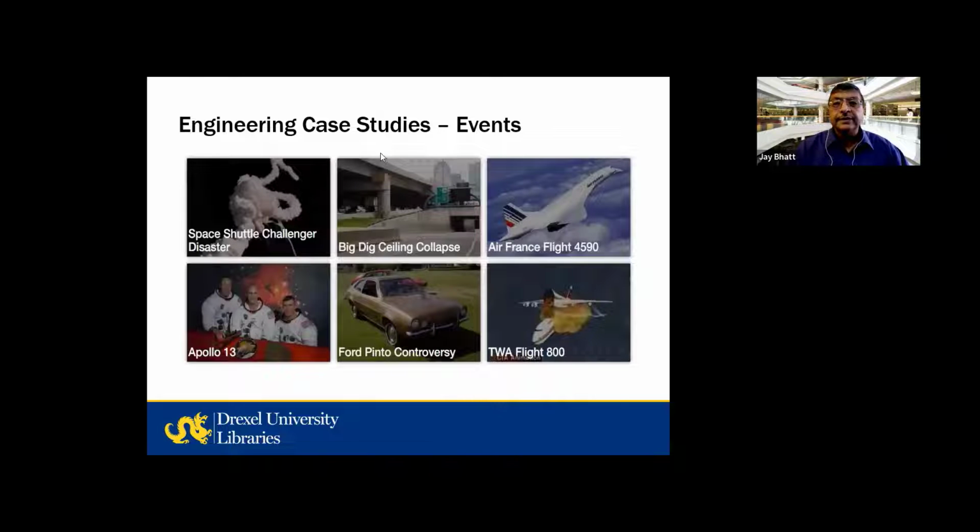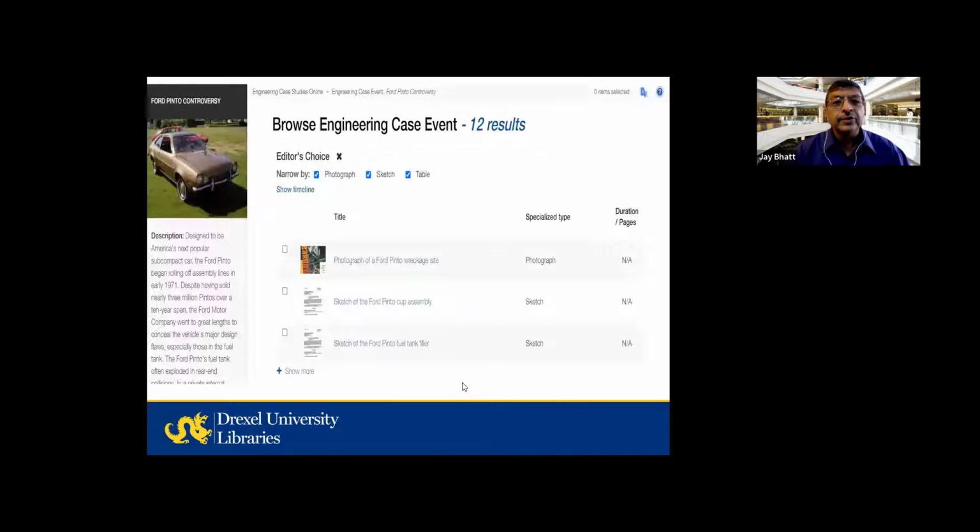So just a screenshot of what different types of case studies are available here that you can see. Space Shuttle Challenger disaster, Apollo 13, Big Dig ceiling collapse, Air France Flight 4590, TWA Flight 800, Ford Pinto controversy, and so on. So these are just six case studies of those failures that students can explore during the course of studies.